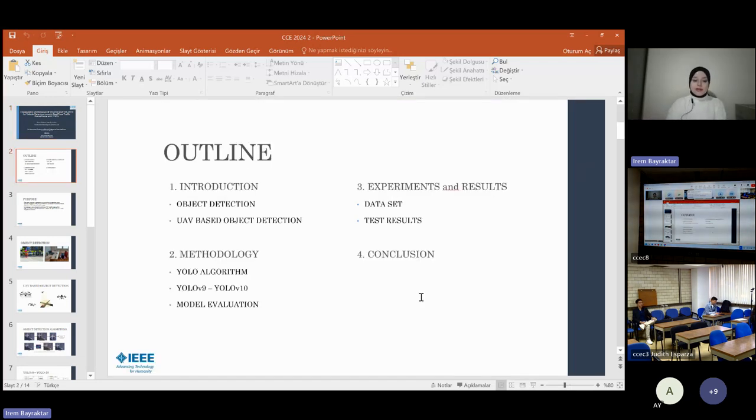Today, I am going to talk about the comparative performance of YOLOv9 and YOLOv10 versions for vehicle detection towards real-time traffic surveillance with UAV. In my presentation, first of all, I will tell about our purpose, then I will continue with what object detection is and what UAV-based object detection is. Then I will talk about the basics of the YOLO algorithm and our special algorithms for the study, YOLOv9 and YOLOv10. After that, model evaluation, and the important thing, how we create these data sets, and what our results are. And then I will finish with my conclusion.